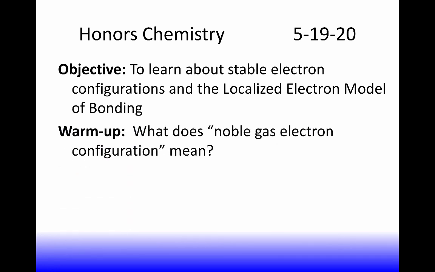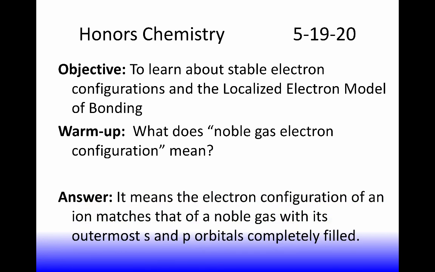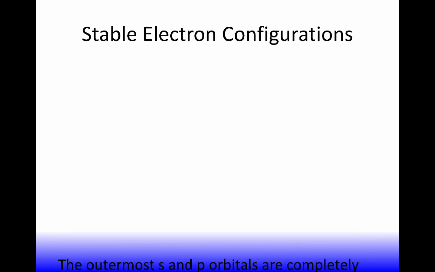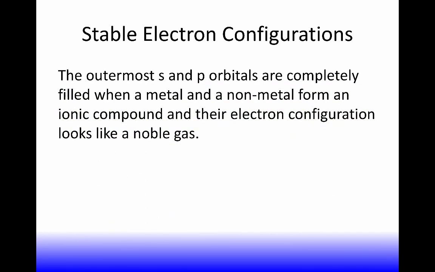What does a noble gas electron configuration mean? So take a moment, think about it. What do all noble gases have in common? Aren't they all found at the right end of the period? What it means is that all their orbitals, but especially their outermost S and P orbitals, are completely filled. Okay? Now, stable electron configurations, like I said, the outermost S and P orbitals are completely filled.